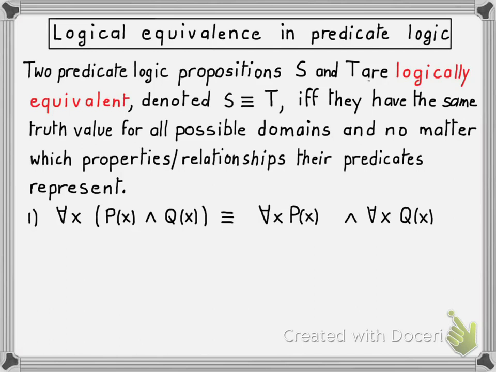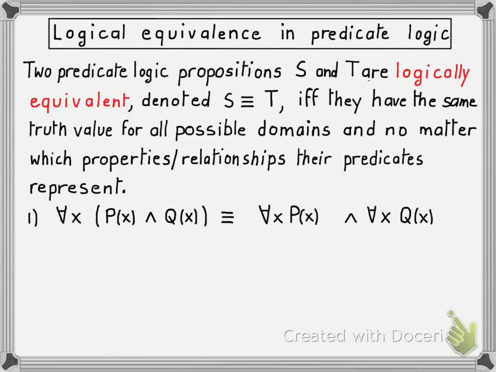So the first part is to assume that this proposition is true, which means for all x in a domain, whatever the domain, this proposition is true, meaning at the same time p of x must be true and q of x must be true. And this is true for every x in the domain. So obviously in that case, it must be true that p is true for every x in the domain and also q is true for every x in the domain. Therefore, this proposition must also be true.